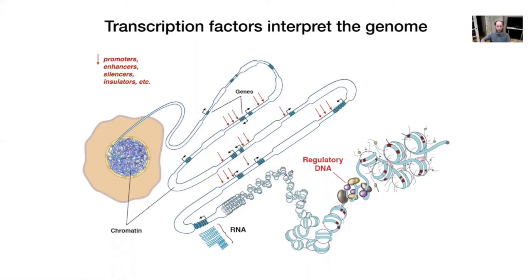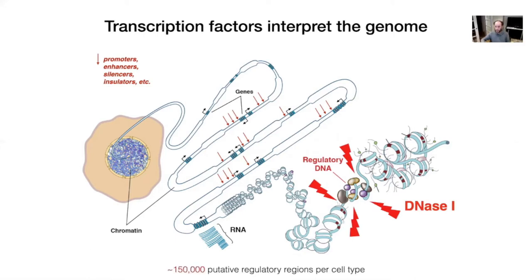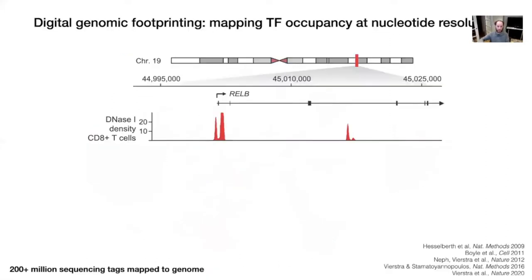Now, over 30 years ago, it was discovered that active regulatory DNA is exquisitely sensitive to cleavage and digestion by the nonspecific endonuclease DNase-1. The digestion of chromatin with DNase-1 generates small DNA fragments that can be purified and end-sequenced using massively parallel sequencing. Mapping these small fragments back to the genome enables the genome-wide detection of active regulatory DNA. Now, with sufficient sequencing depth, one can begin to visualize the activity of DNase-1 at single nucleotide resolution.